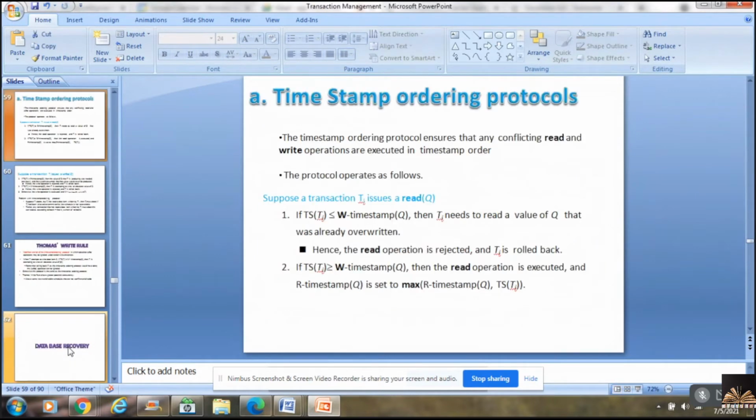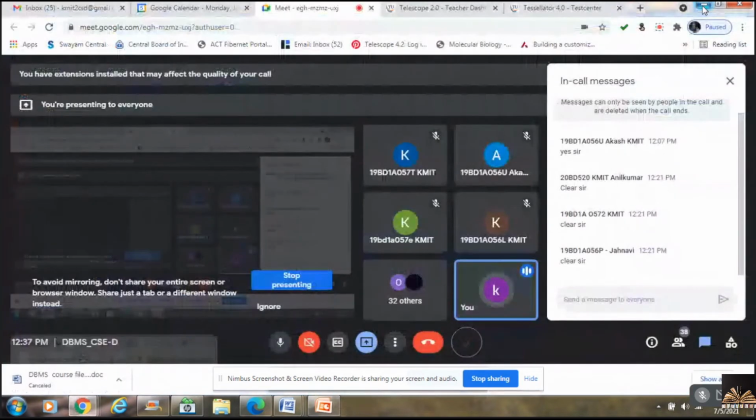Read Q successfully. So this I'll cover in the next class, that is tomorrow. I'll give you the scenarios and work with a small example on how we are working with timestamp ordering protocols. Any questions in today's class?